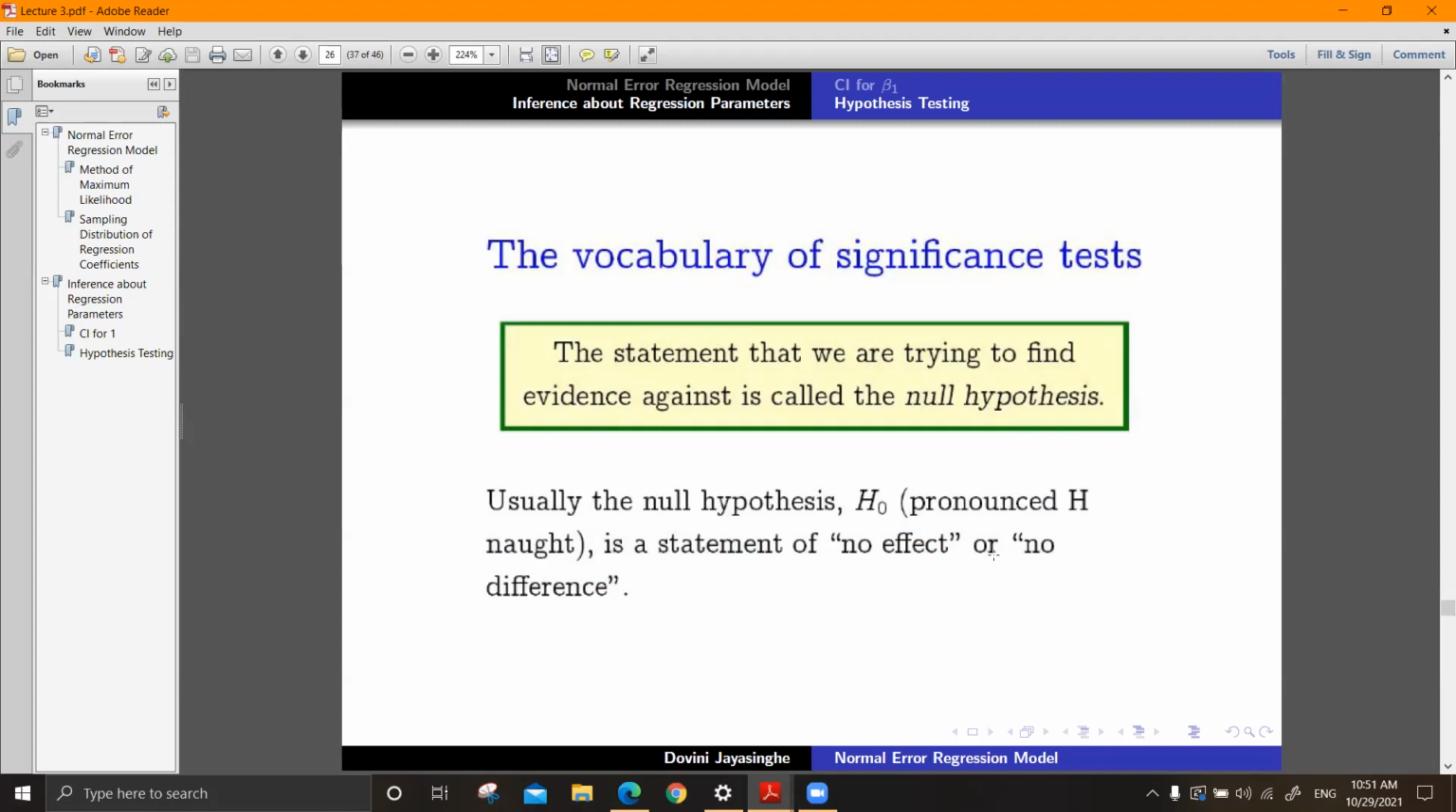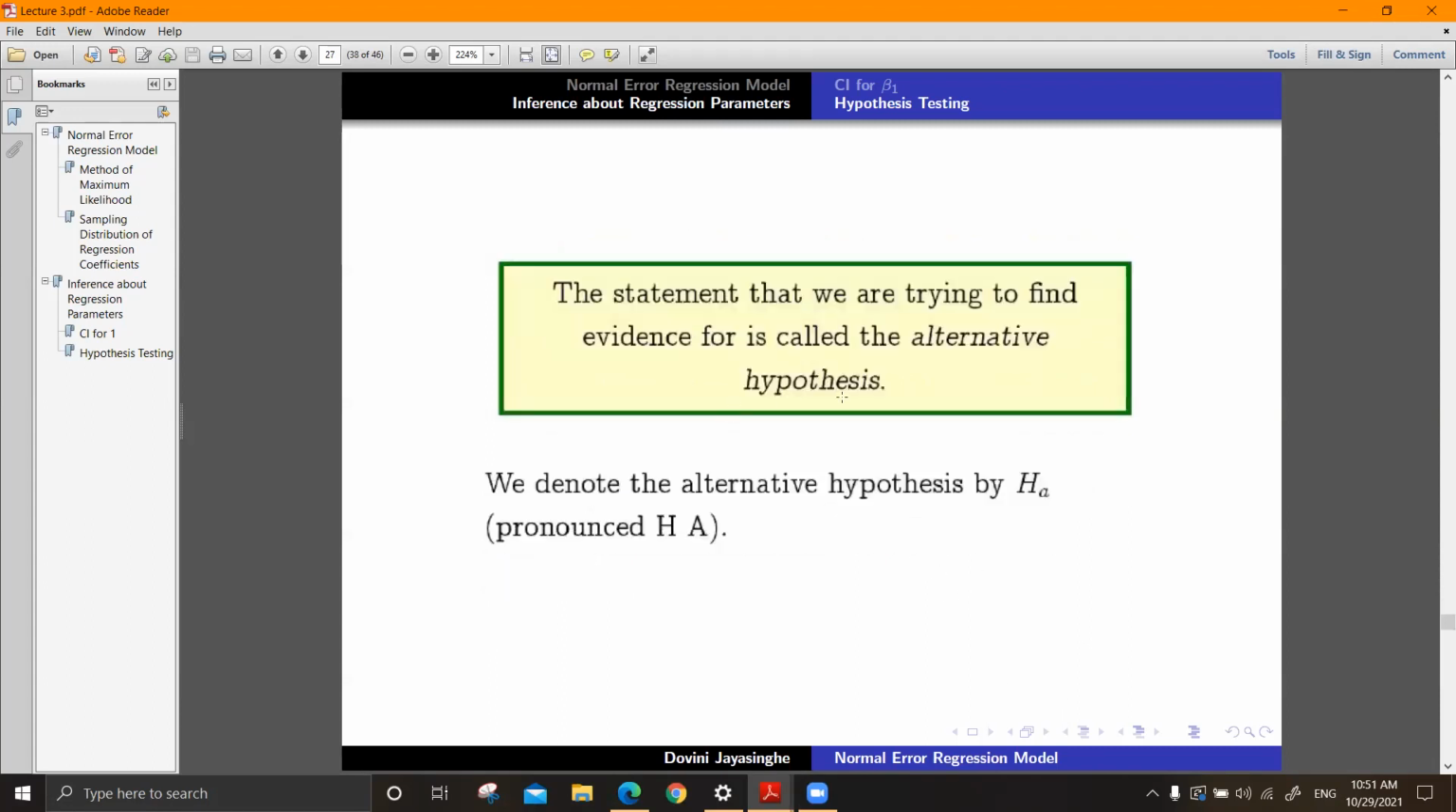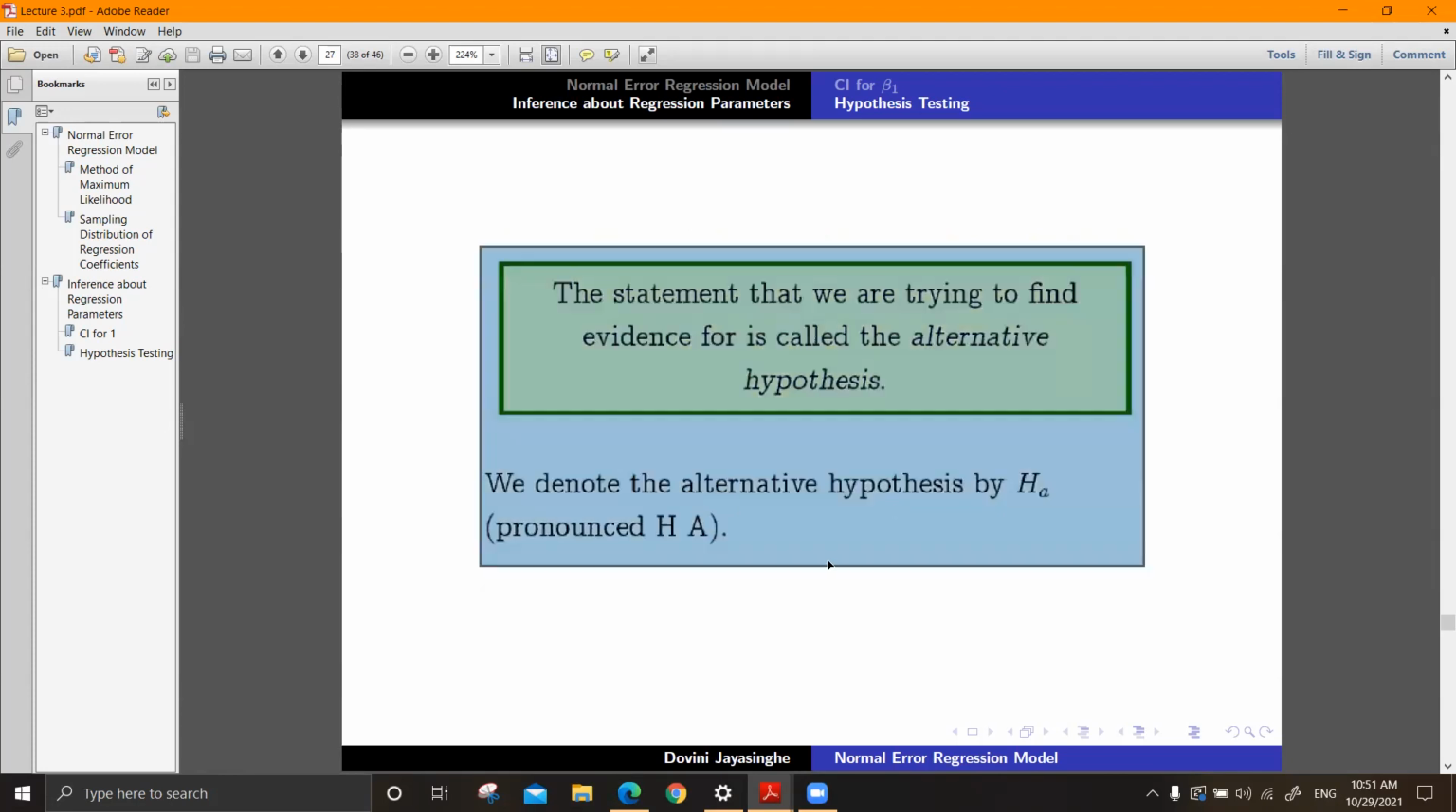You all have worked with these. The statement that we are trying to find evidence for is called the alternative hypothesis, or the complete opposite of that. We denote it as HA or even H1. As this is the alternative, some people say HA, you can put H1 either, it doesn't matter.